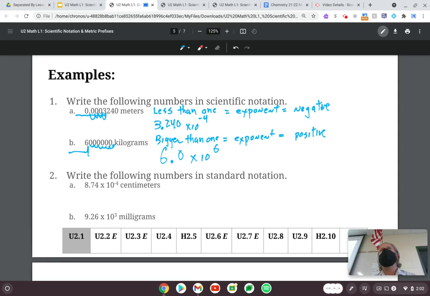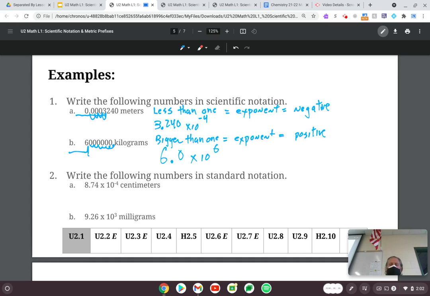Now, a common thing that some students will end up doing is just counting zeros. And so in the case of the first one, if you counted zeros, you might have written 3.240 times 10 to the minus 3, and that isn't okay, or it's not right, rather. And in the case of the 6 times 10 to the 6, counting zeros might have worked out okay, but you still need to count the number of places you move the decimal. Okay. Also, we'll talk about that in a second.